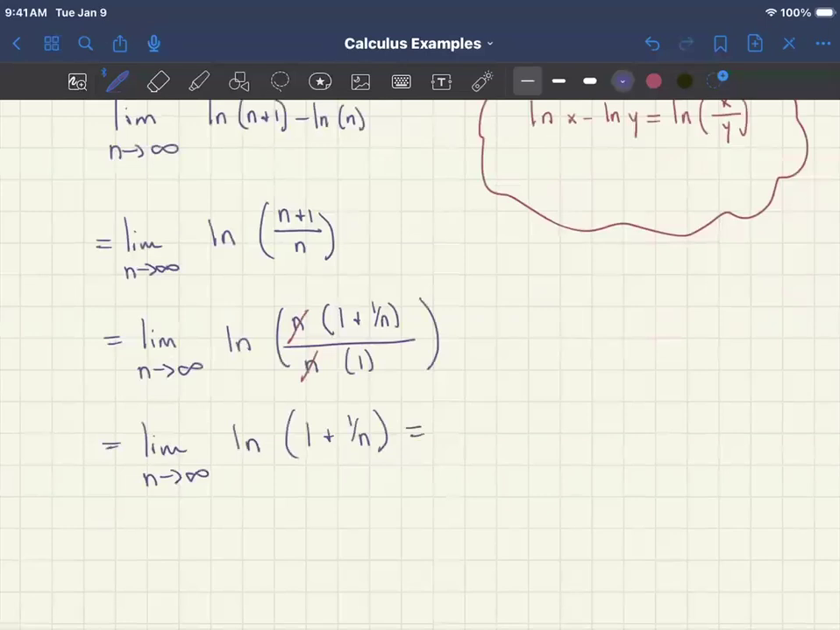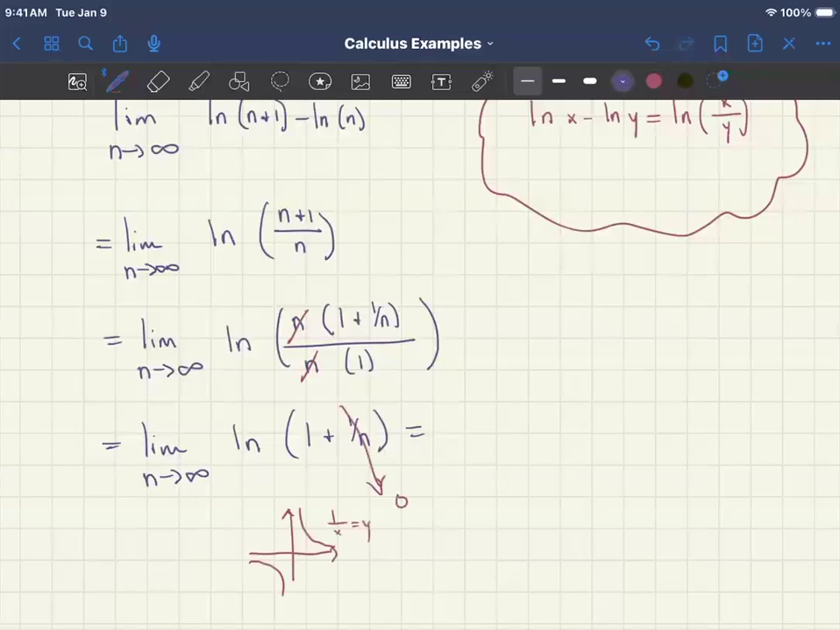So now as n goes to infinity, we see that 1 over n goes to 0. Just as a reminder, here's what the graph looks like for 1 over n. Right, it's going to look like this, or rather 1 over x. There's our graph. So we see as our denominator gets bigger, our 1 over x actually gets incredibly small.